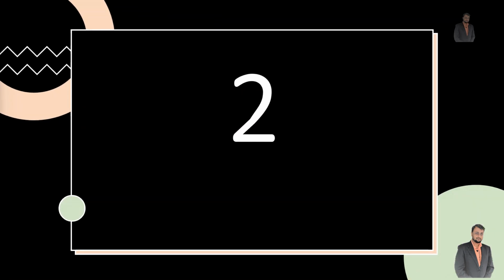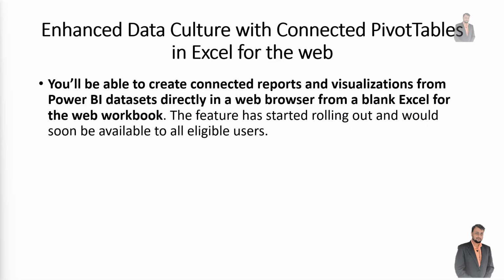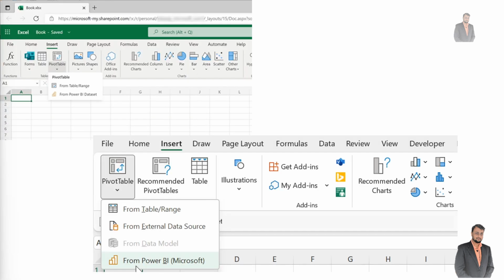The second important announcement at Ignite is around enhanced data culture with connected pivot tables in Excel for the web. Now what do we mean by this feature? Let's say you have already published a Power BI report and you want to consume the Power BI dataset directly in a web browser from a blank Excel for web, then this feature will help you there. Under Excel for web, you will have an option to connect the PivotTable to your Power BI dataset, and you can create different charts and visuals directly in Excel using the Power BI dataset. So this is really cool.